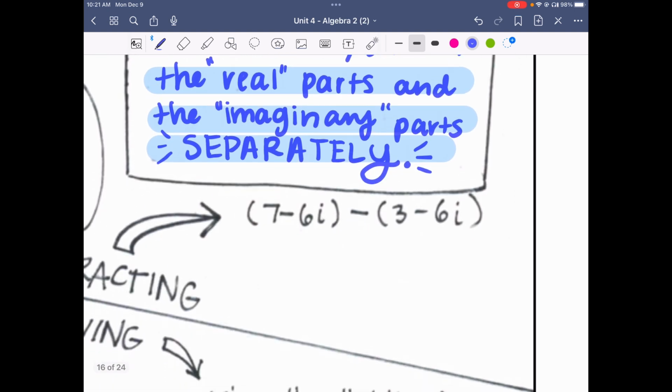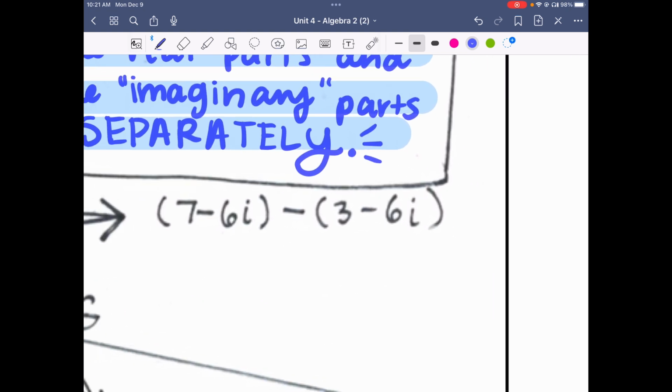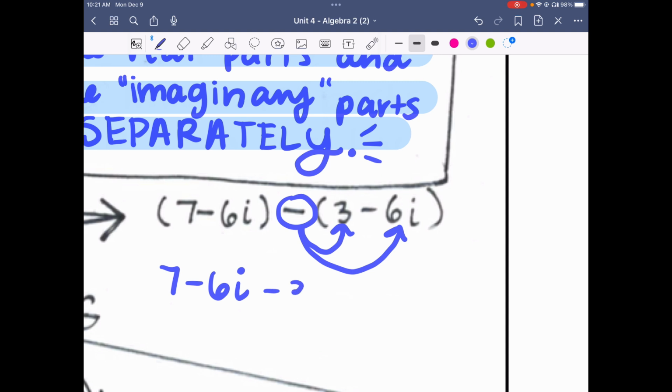With subtraction, though, I have to be a little more careful because we are distributing this subtraction sign to both terms here. So we end up having 7 minus 6i minus 3 plus 6i because I have minus a minus here. You could also write this as minus negative 6i, but for me, it's easier to just go ahead and simplify that as plus 6i.